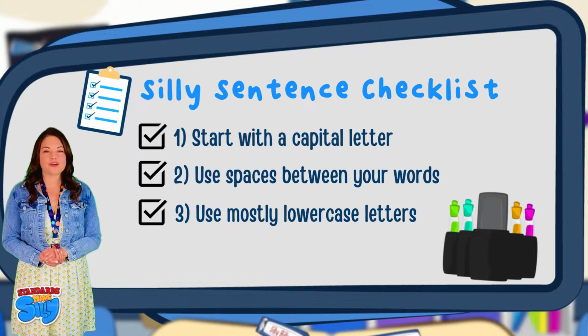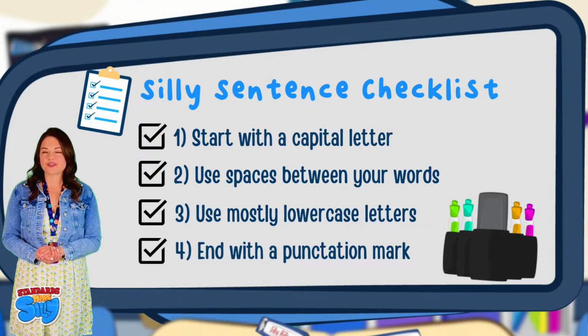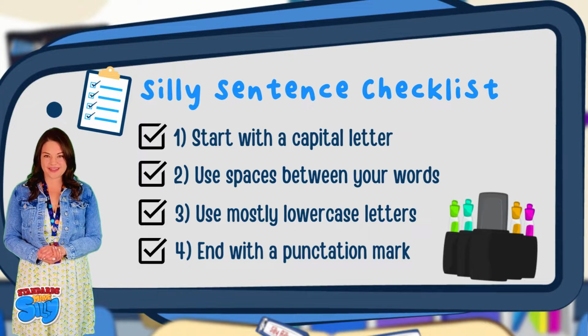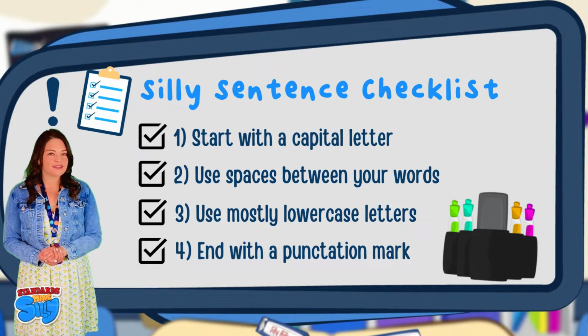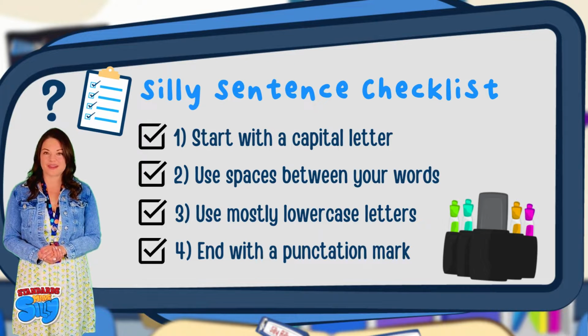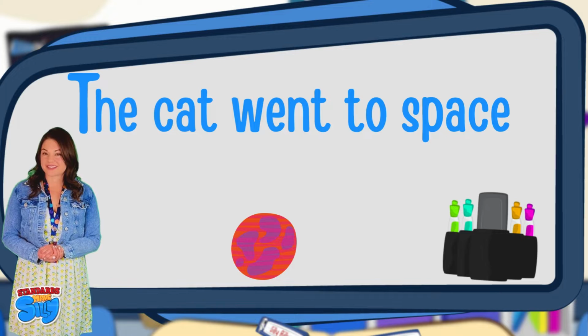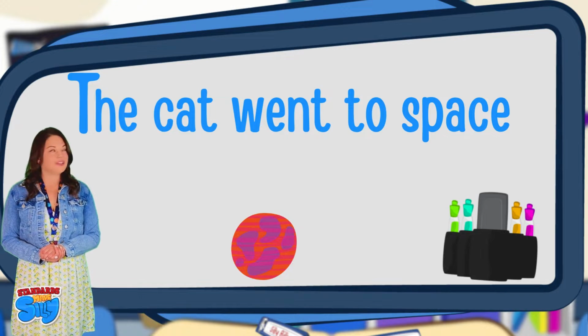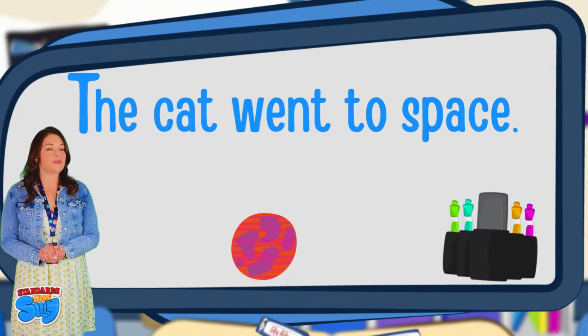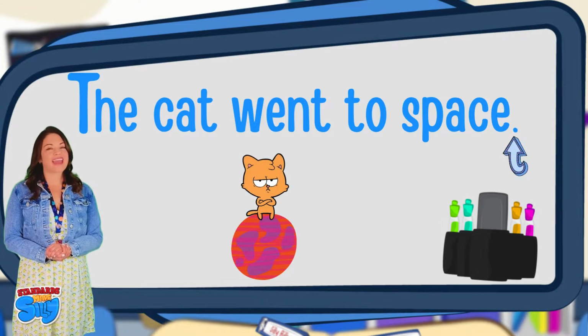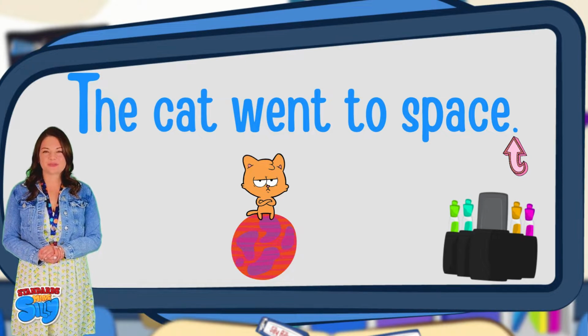Checklist item number 4. End with a punctuation mark. You can end your sentence with a period, an exclamation point, or a question mark. Let's check out our sentence for an example. First, let's try it with a period. The cat went to space. We ended it with a period, so we read it simply.